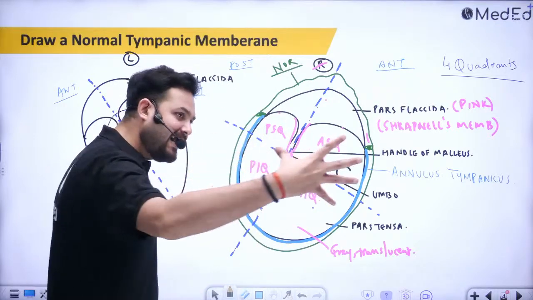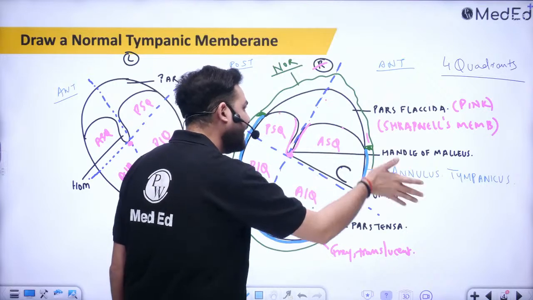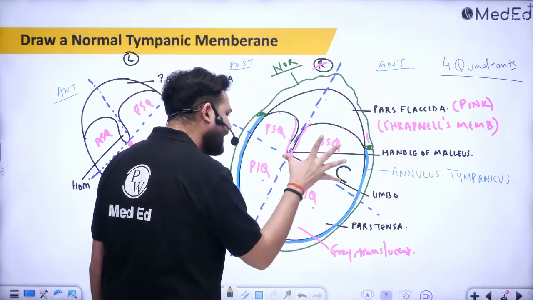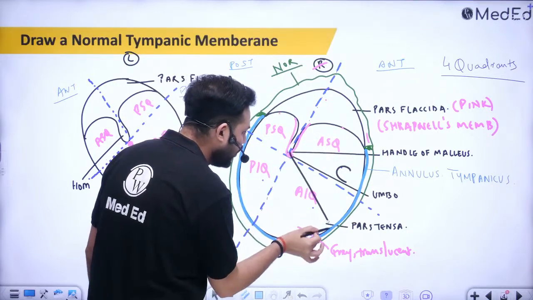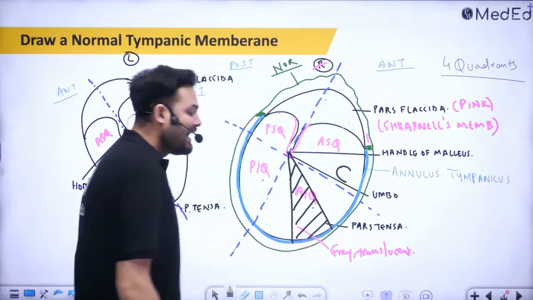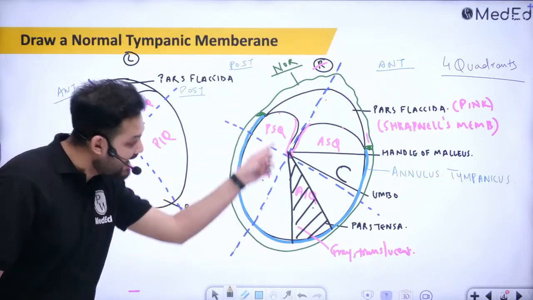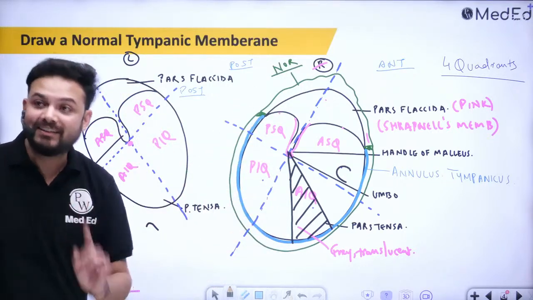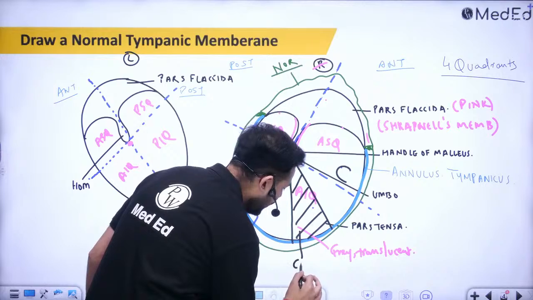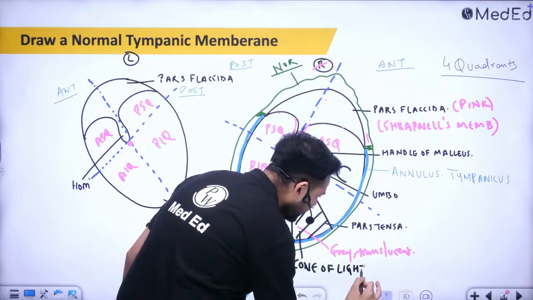When we send that light through the otoscope, the area towards which my tympanic membrane is bent will reflect light and it will form a cone, a shining cone. And this shining cone is seen in which quadrant? The antero-inferior quadrant. This is called the cone of light. Now, why is the cone of light formed?